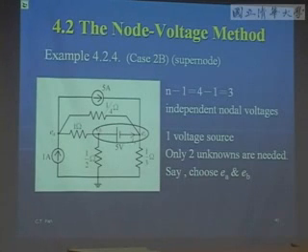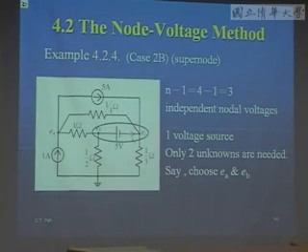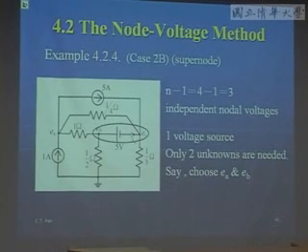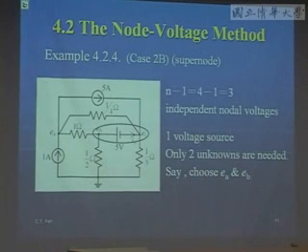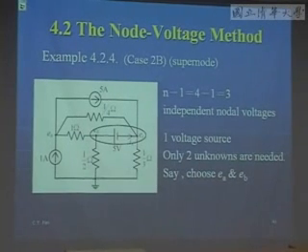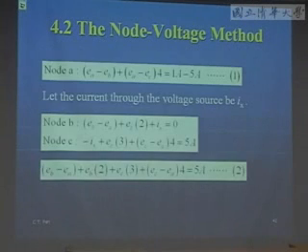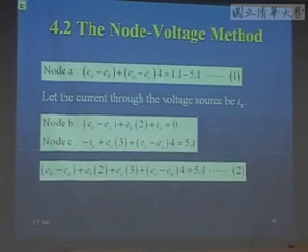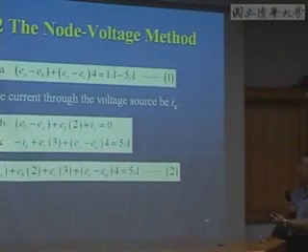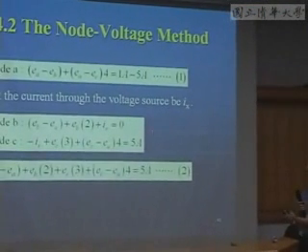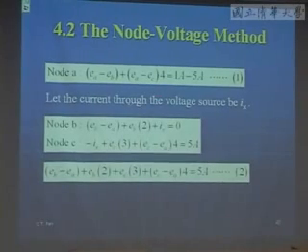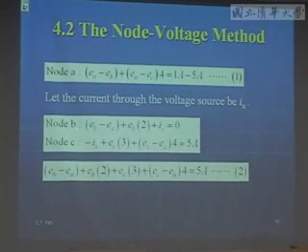However, this is not a good approach, because we have only three non-ground nodes, so at most you need to write down 3 KCL equations instead of 4. Further, with careful observation of these equations, at node B and node C we have Ix and minus Ix. In case we add these two equations, plus Ix minus Ix, it disappears.